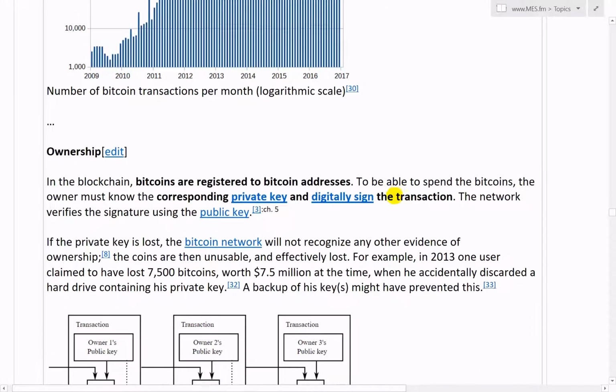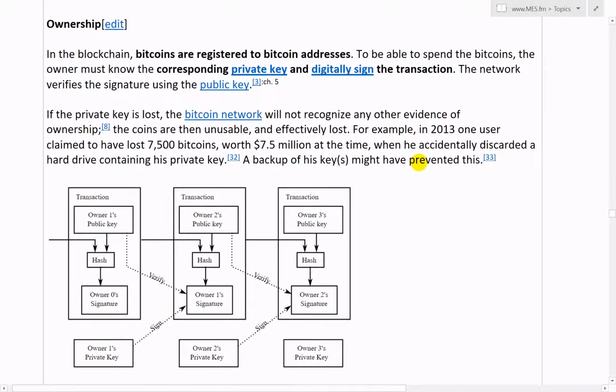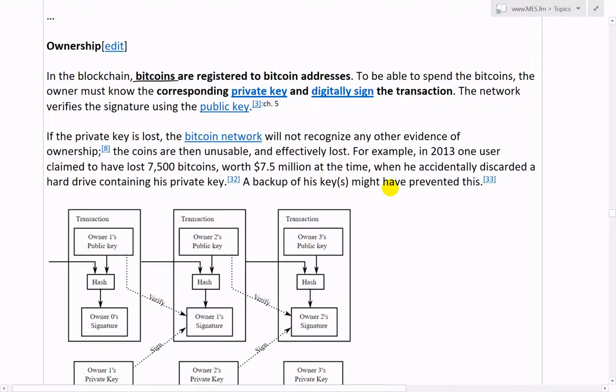Unreal. So, ownership in the blockchain: Bitcoins are registered to Bitcoin addresses. To be able to spend the Bitcoins, the owner must know the corresponding private key and digitally sign the transaction. So again, Bitcoins just have an address, so that pretty much means you have them, assuming you have your private key to it. The network verifies the signature using the public key over there, and verifies that it is owned by someone.